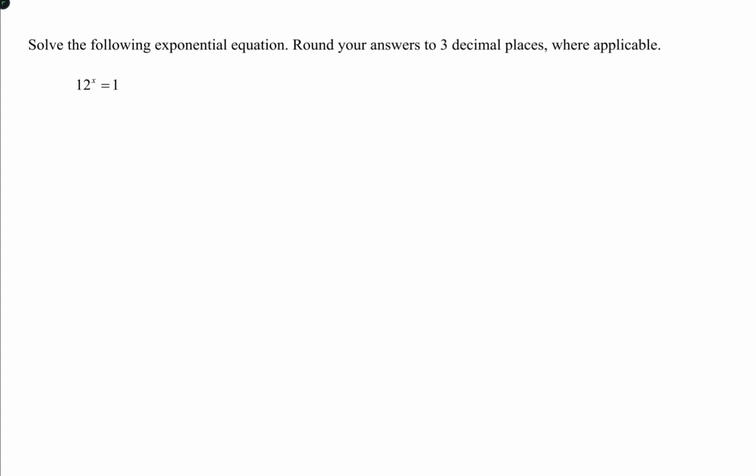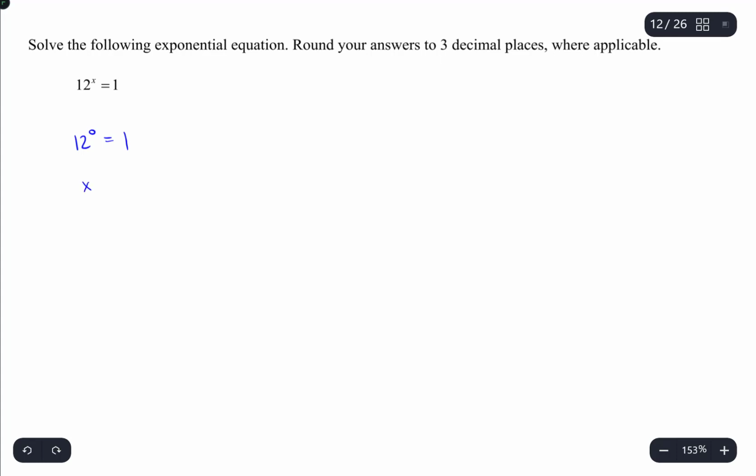First off, if you just remember the property that anything to the 0 power is equal to 1, then that pretty much tells you that the only value that you could raise 12 to and come up with 1 is 0. So just using that, you could determine that x was 0.